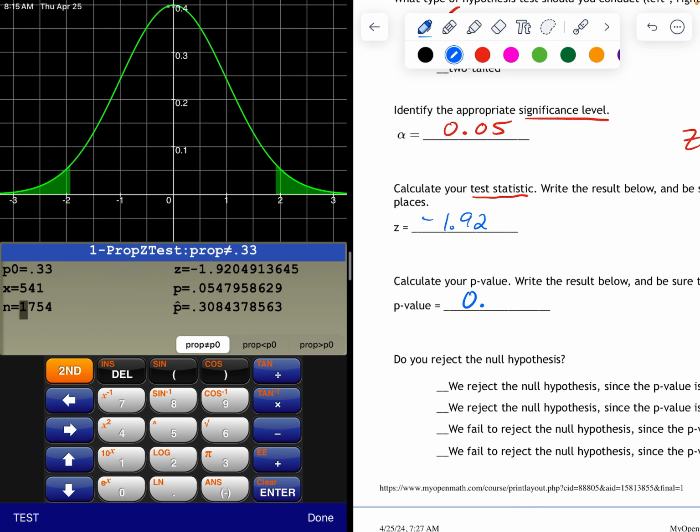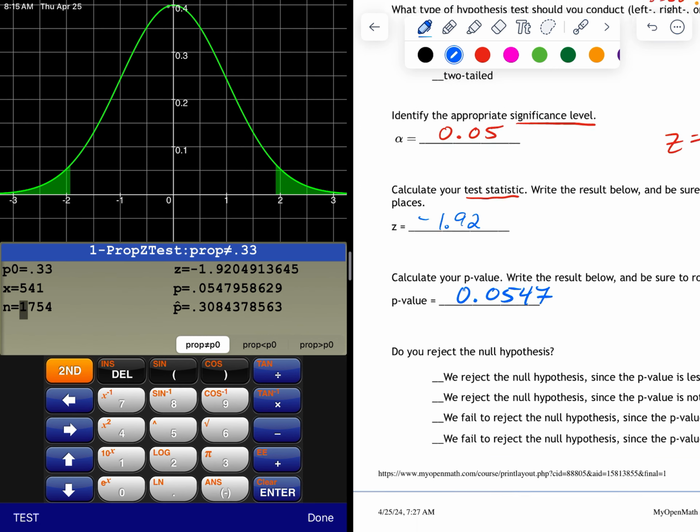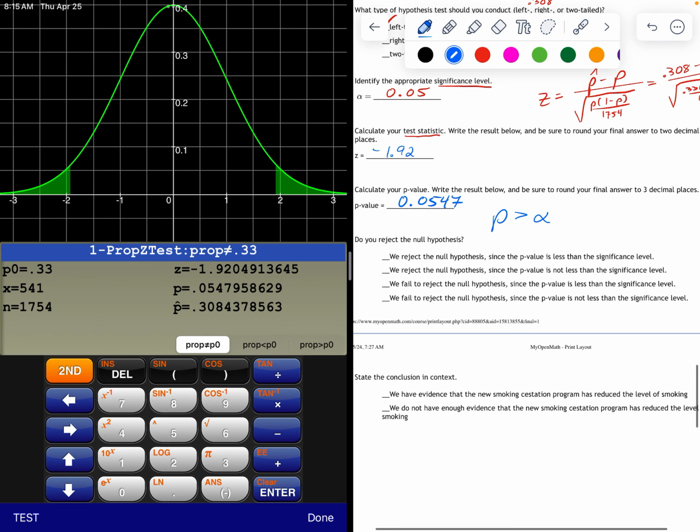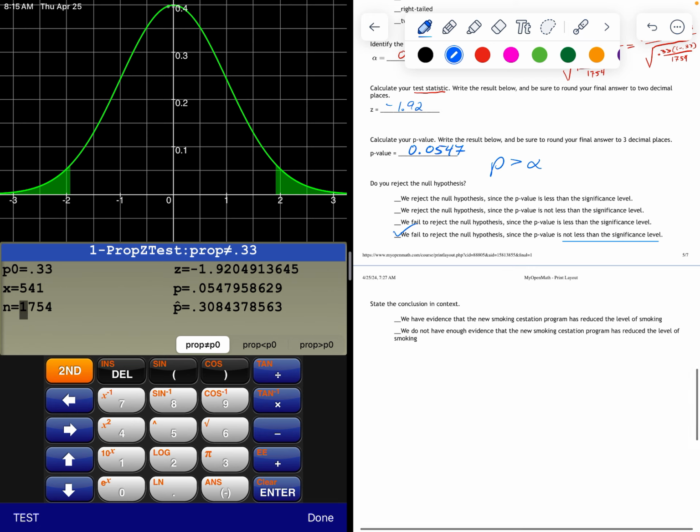P-value is right there, 0.054. Oh, that's close to 0.05. So my p-value is slightly bigger than alpha. So we will not reject the null because the p-value is not less than the significance level for my data. You might be coming with different results. So the conclusion is that we're not rejecting the null. So do we have evidence that the smoking program is reducing smoking? No, we don't. We do not have evidence that it is reducing smoking.